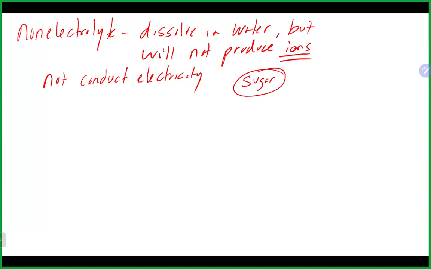If you go back to our light bulb example, if you stuck it into a non-electrolyte, the light bulb pretty much won't turn on. It'll basically just be dark. It won't light up at all. It won't be dim or anything like that.